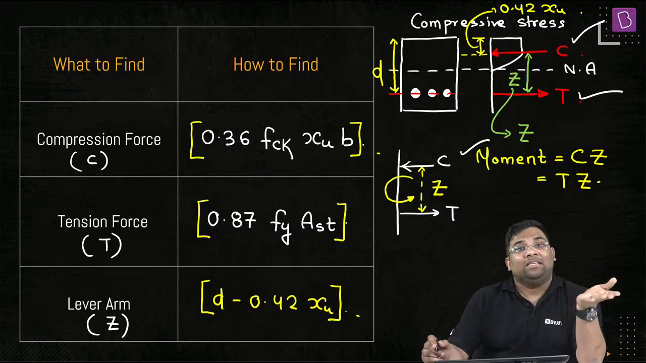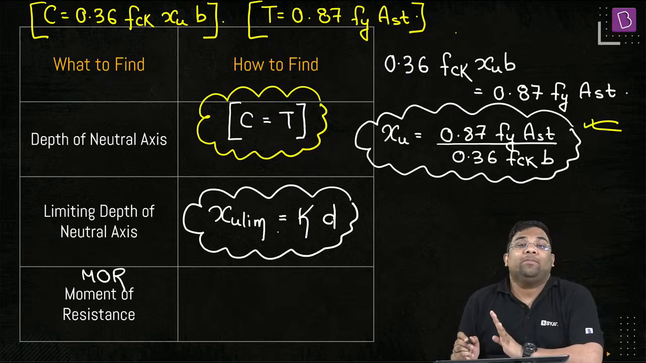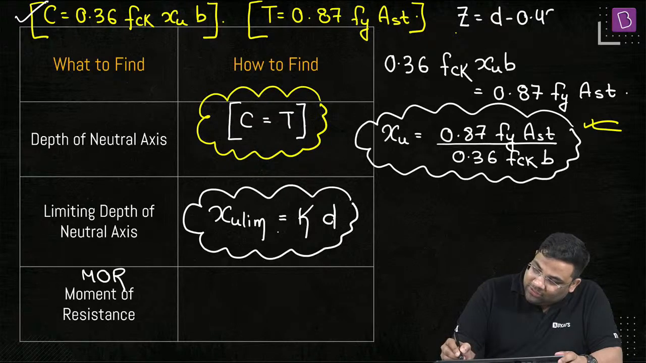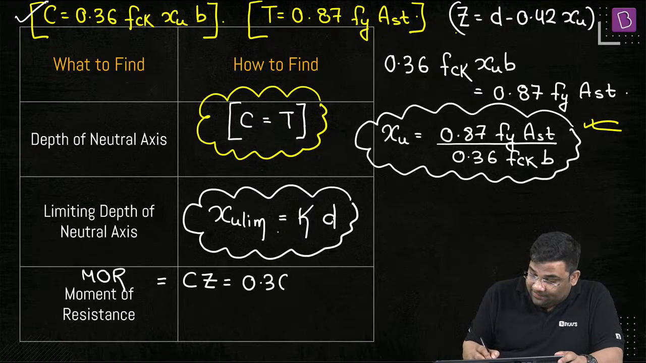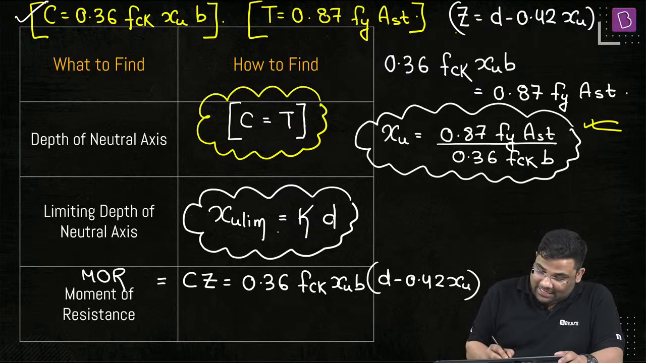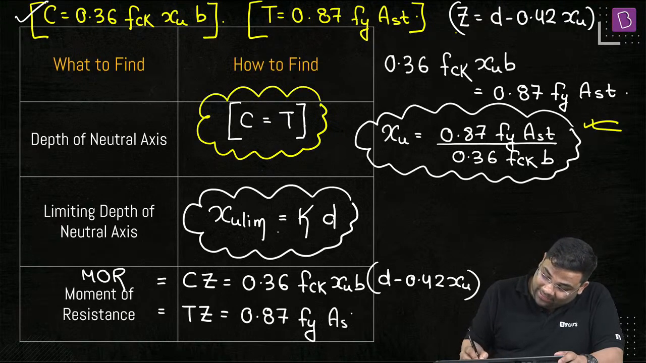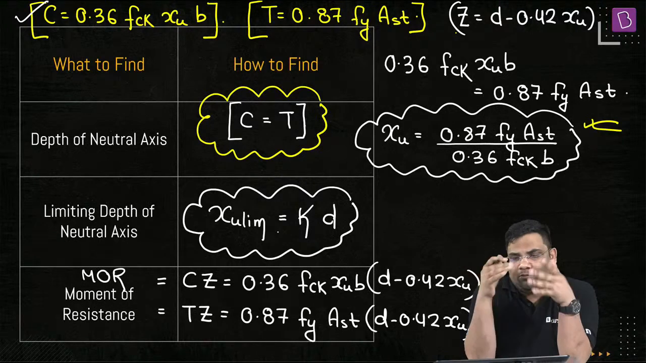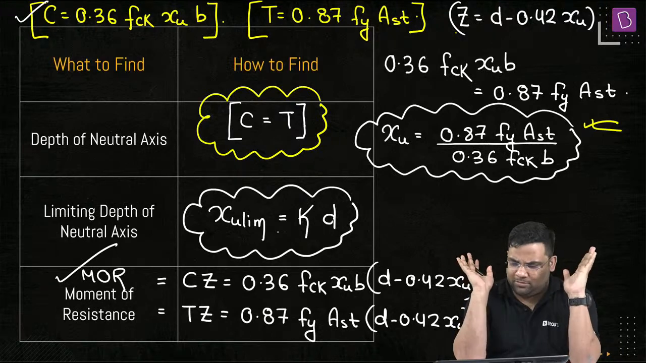Now tell me, is there any requirement to remember the formula for moment of resistance? No. Why? Because you know it is simply C into Z or T into Z. So you have to remember C and Z, and Z is the lever arm, d minus 0.42 Xu. The formula becomes 0.36 fck Xu into b, then d minus 0.42 Xu. And if I'm going from the tension side, it will become T into Z, which is 0.87 fy Ast, d minus 0.42 Xu. No need to remember a separate formula for MOR. If you know C and Z, you can easily find the answer. Okay, very good, easy, no problem. Let us solve some questions then.